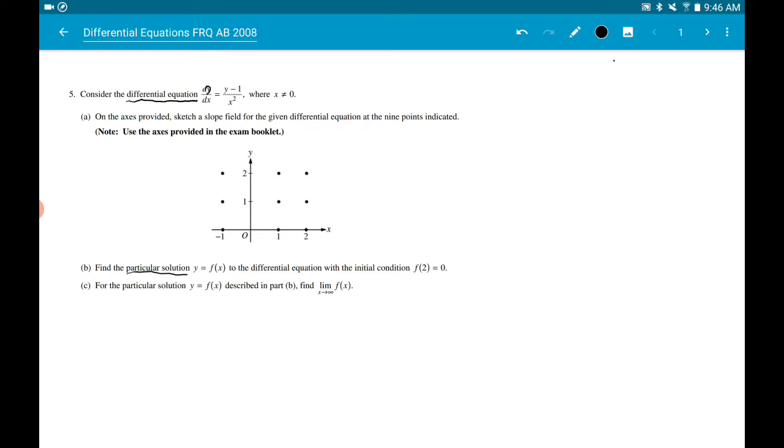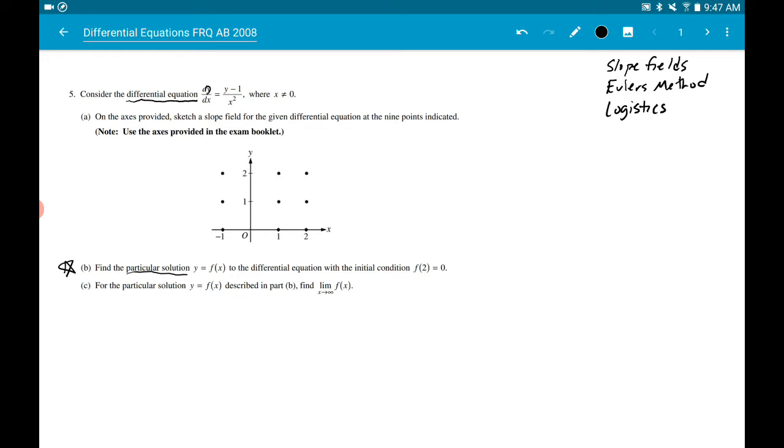Sometimes these questions involve slope fields. Sometimes they involve Euler's method. Sometimes they involve logistics, meaning that the differential equation that you solve will have a partial fraction in it. But most of them always involve finding the particular solution.